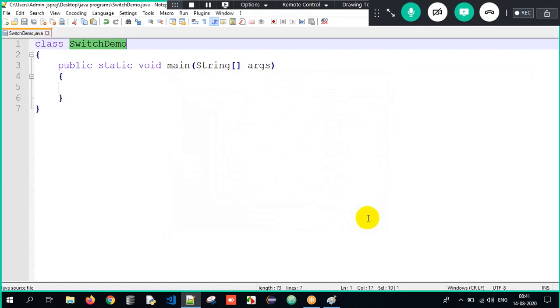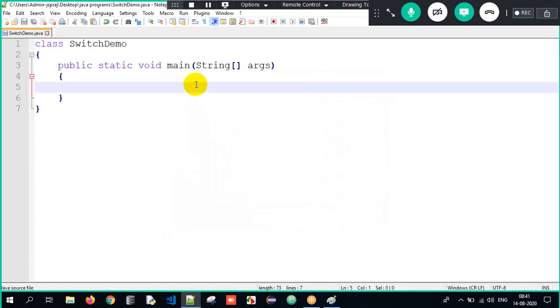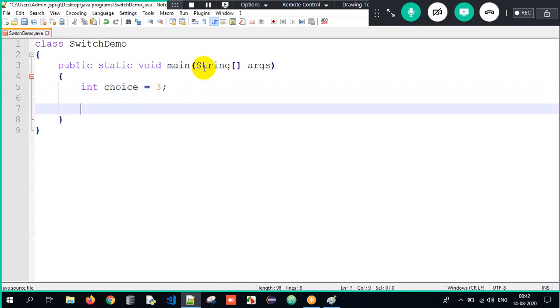Got it, right? Now I will have one variable. Okay, int, I'll have the variable name as choice equals 3. So this everyone would have understood, I believe.